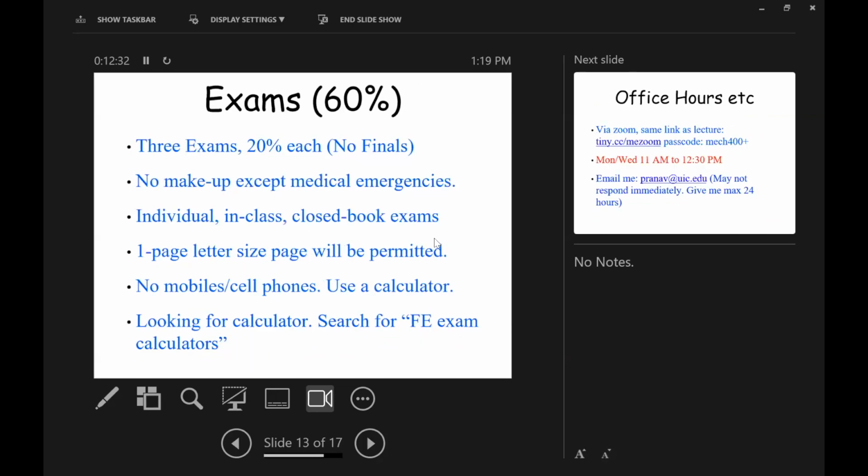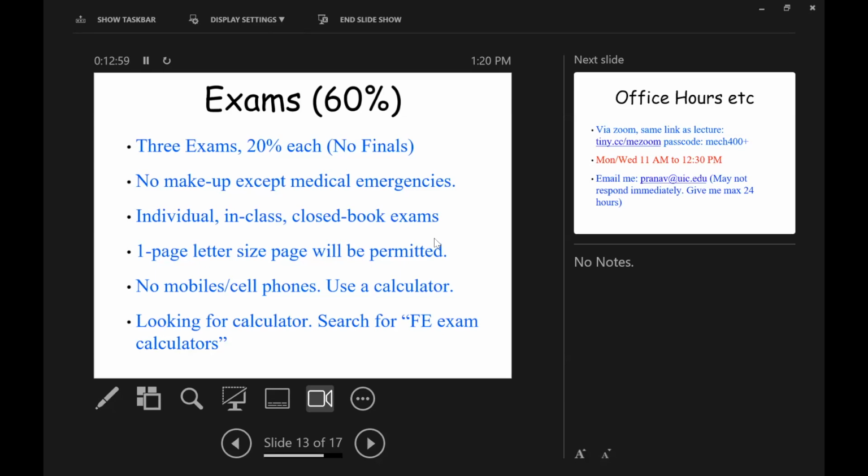3 exams, 20% each, no finals. There is no makeup. You can read the rules. I really follow this. You can't just mail me on the exam day and say, I'm sorry, I can't make it, I woke up late. We don't take those excuses, and I'll enforce that. If there is a medical emergency, I require that you send me the note which you got from the doctor, and then I will accommodate you somehow.